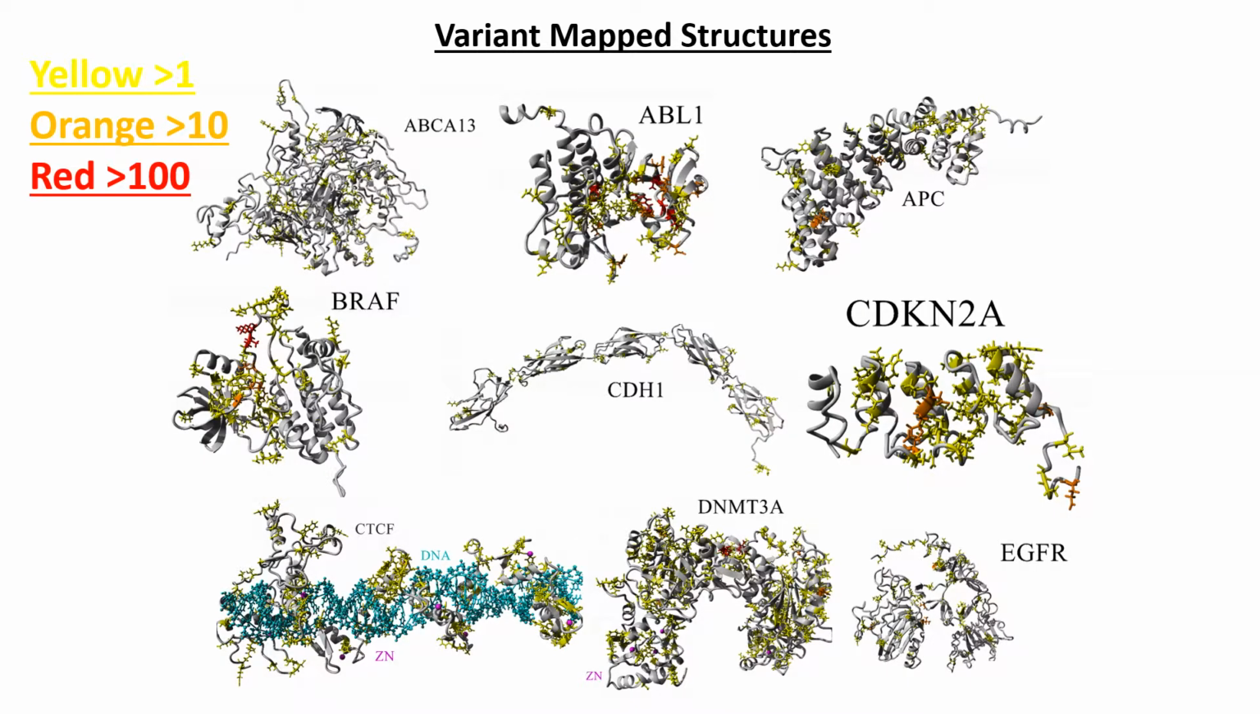And here are just a few examples of several of the models that me and the research team have modeled up to this point, with a heat map of the most common variants found in human disease to date.